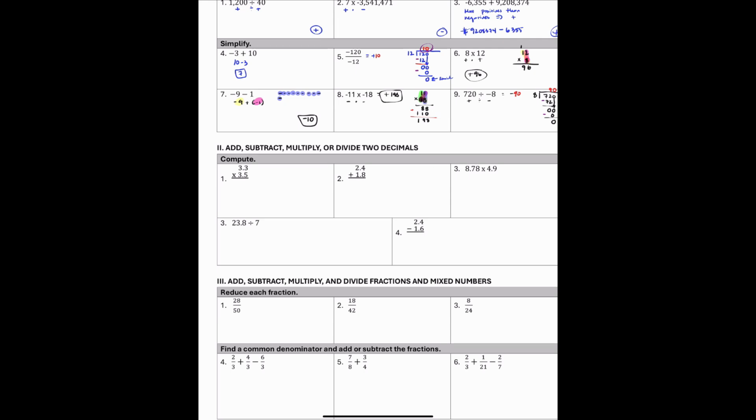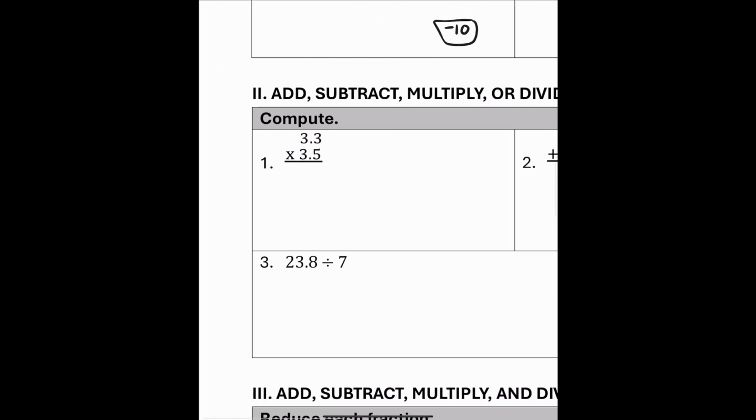All right, so welcome back. This is going to be part 2. We're going to add, subtract, multiply, or divide two decimals. So we're going to be computing numbers 1 to 4. First one here is 3.3 times 3.5.